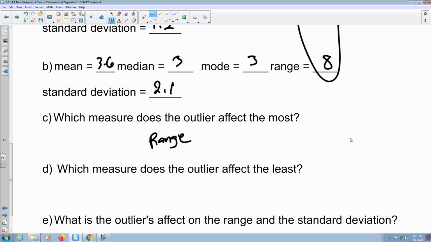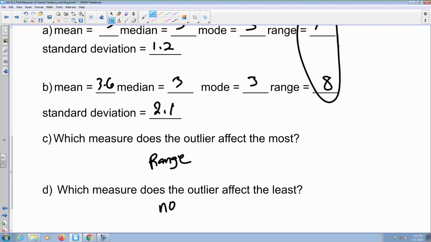Which measure does the outlier affect the least? Well, since there was no change to the median and mode, I'll say median and mode.